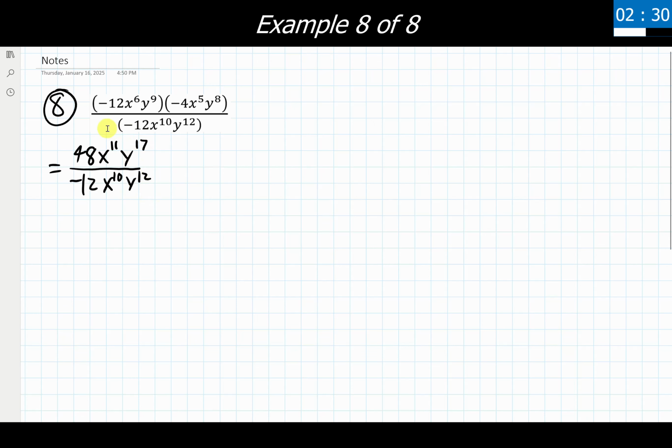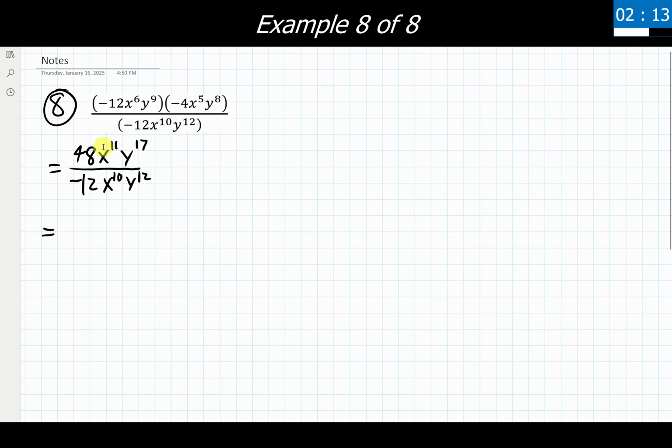We've condensed each thing down individually, so now it's much nicer to look at and say, hey, what am I doing here with my coefficients? What am I doing with my x's? And what am I doing with my y's? It's much nicer to look at in that regard. So let's go through and actually do this now.